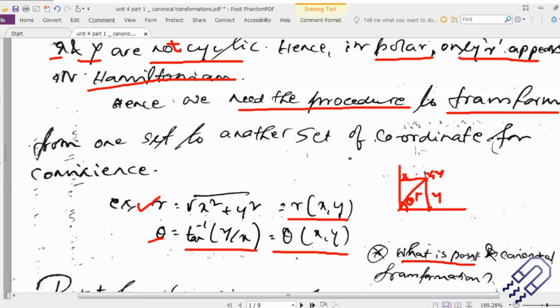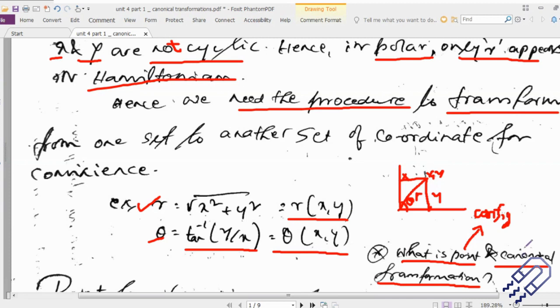What is point transformation and what is canonical transformation? So herein comes the concept of configuration space and phase space. I'll just give you one single word here so that you can remember what point transformation is. When we are talking about point transformation, we are just considering the configuration space. So we are just concerned about the configuration space.